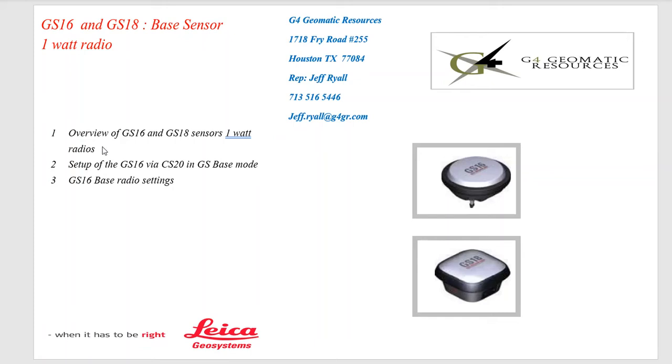So we're going to go over the GS16 and 18, the components that you need, and then how to set it up and configure using the CS20 in the GS base mode. And we'll take a quick look at all the GS16 base radio settings to get it working. Later on, we'll do a video on using a Satel 35 watt to get more range, and also a video on the GS18 Rover to work off this base station setup.